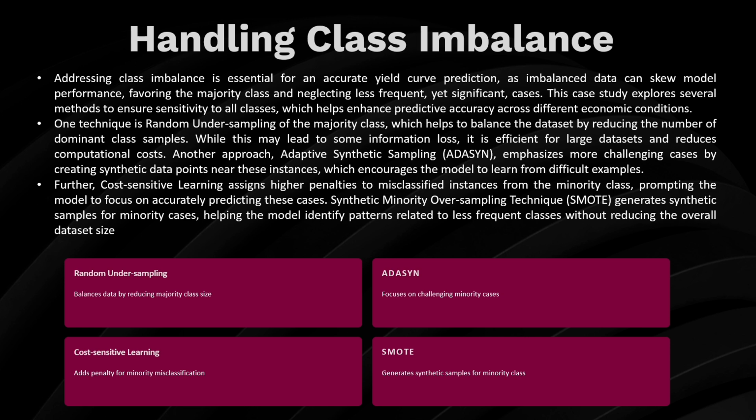Class imbalance was another critical challenge. When data is skewed, it can lead to biases, where the model favors majority classes over less frequent but significant cases. To address this, we tried random undersampling, ADASYN, cost sensitive learning, and SMOTE. Each method contributed to making our model more balanced and sensitive to variations in economic conditions, improving its predictive power.